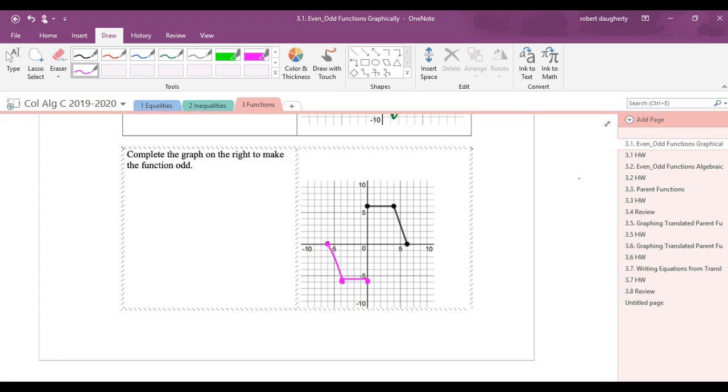So the way I look at it, there were 3 points here that I needed to graph this shape. This was to the right 6. Well, the odd point will be to the left 6. This point is up 6. Well, this point is down 6. This point is right 4, up 6. This is left 4, down 6. Okay, so you just do the opposite to create an odd function.